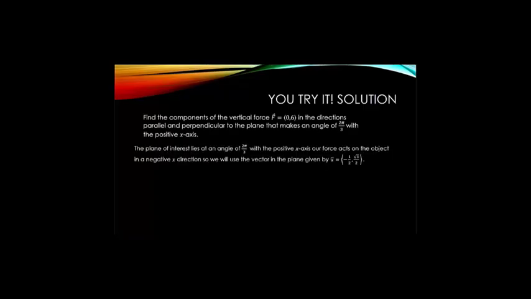So I want to find the components of the vertical force specified by components 0, 6 that are in the directions parallel and perpendicular to a plane that makes an angle of 2 pi/3 with the positive x-axis. Because the plane of interest lies at an angle of 2 pi/3 with respect to the positive x-axis, this tells me my force is acting in a negative x direction. So the vector parallel to the plane will be given by the vector u equal to the components -1/2 and square root of 3/2.